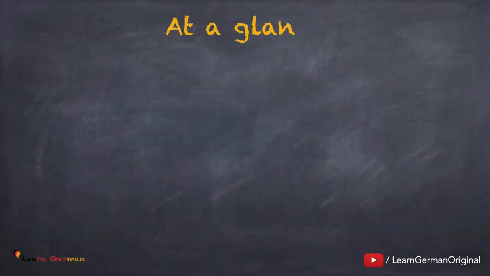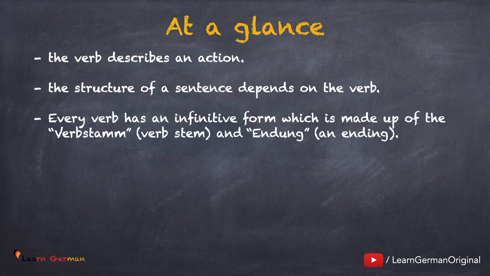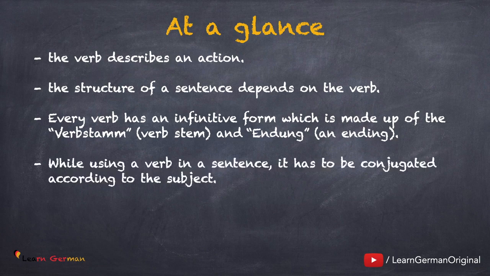Now let's summarize what we have learned in this lesson. The verb describes an action. The structure of a sentence depends on the verb. Every verb has an infinitive form, which is made up of the Verbstamm or verb stem and Endung, an ending. While using a verb in a sentence, it has to be conjugated according to the subject.